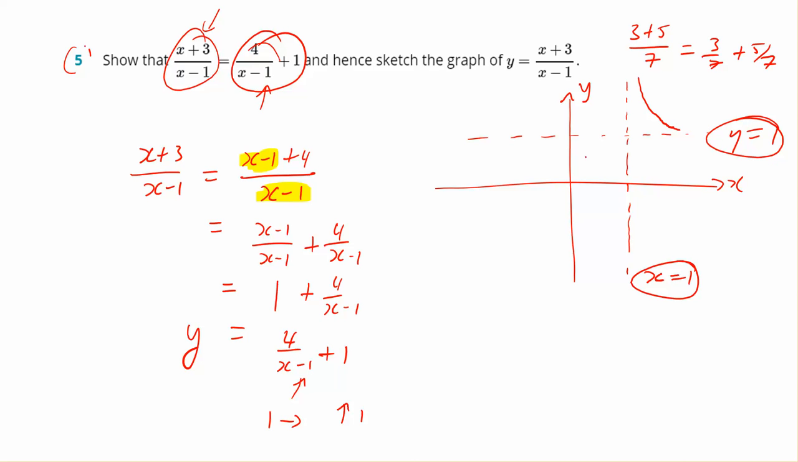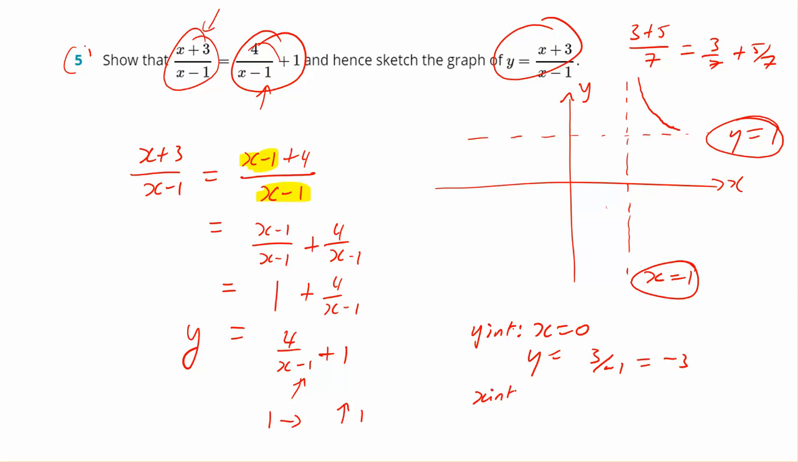I need to check what my x and y intercepts are, if there are any. So let's find our y-intercept. For the y-intercept, x equals 0, and I'm going to use this equation for convenience. So when x equals 0, you get 3 divided by negative 1, which equals negative 3. So my y-intercept is going to be down here, which means automatically the graph's not going to go like that, it's going to go down like that.